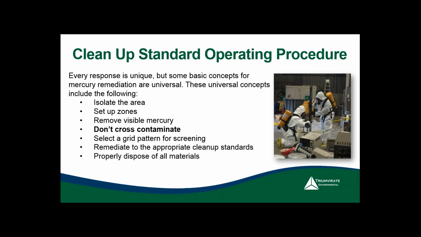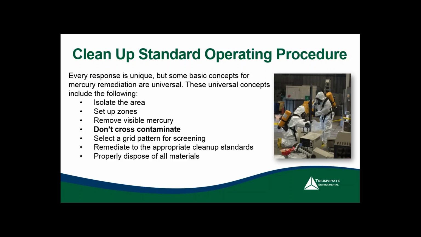Cross-contamination is one of the biggest things in a mercury cleanup. It's very easy to track. And then once that's determined and all visible mercury is removed, we select a grid pattern for screening, and that's setting up a 1x1 square and getting a concentration for that area to determine if there are any hot spots or potential sources of mercury in that space. And once that's done and we remediate to the appropriate cleanup standards, all the materials are properly disposed of.